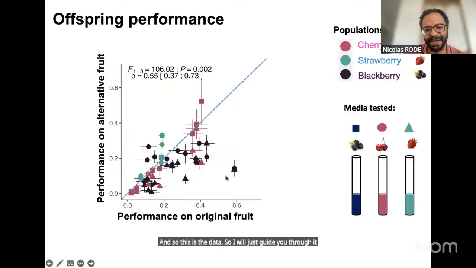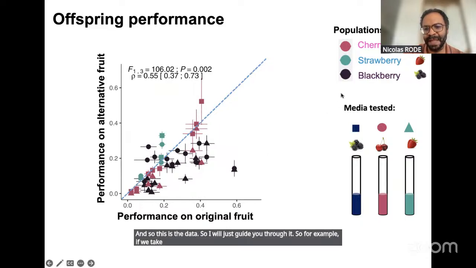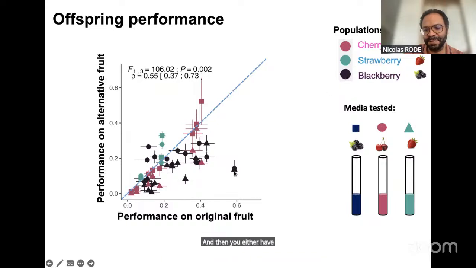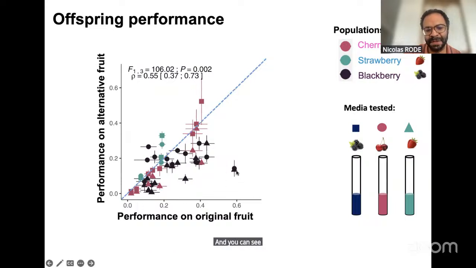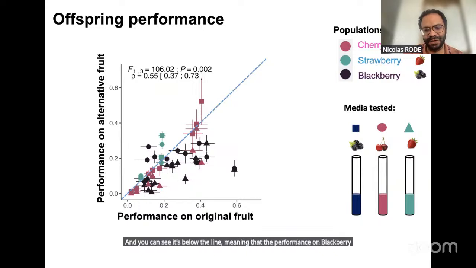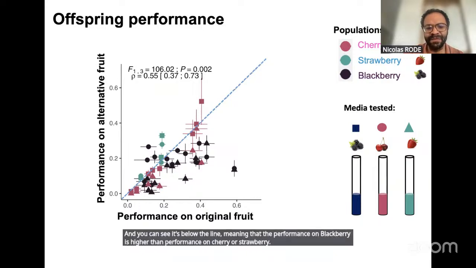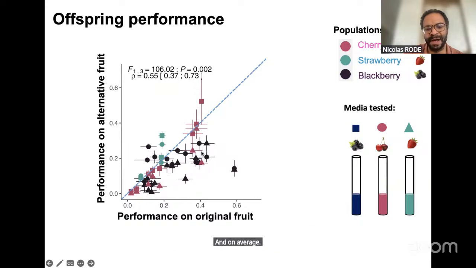So for example, if we take this data point, you see it's in black, so the population is from blackberry, and then you either have circles or triangles, so it means that it's transferred. Here it's the performance on the original fruit, blackberry, and here it's the performance when transferred to cherry or to strawberry. And you can see it's below the line, meaning that the performance on blackberry is higher than performance on cherry or strawberry. And on average, the data points are below the line.